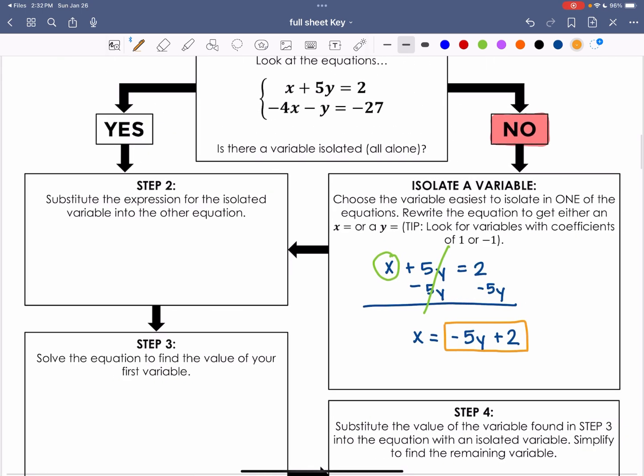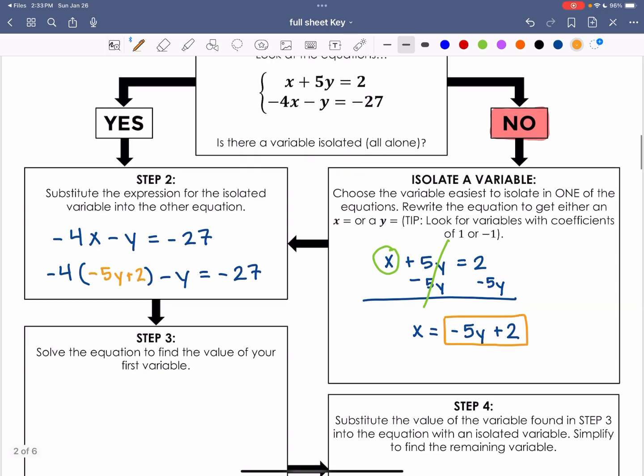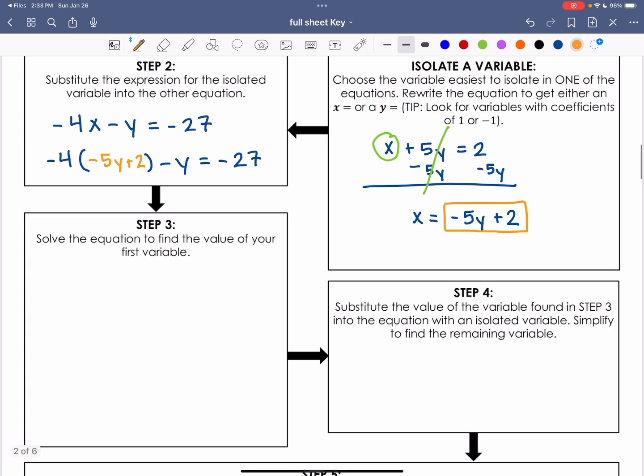All right, so go ahead and rewrite that equation. But again, instead of x, we're going to use the isolated expression that we found by doing a little rearranging. So I'm going to substitute in negative 5y plus 2. All right, copying down our new equation that is in terms of y.